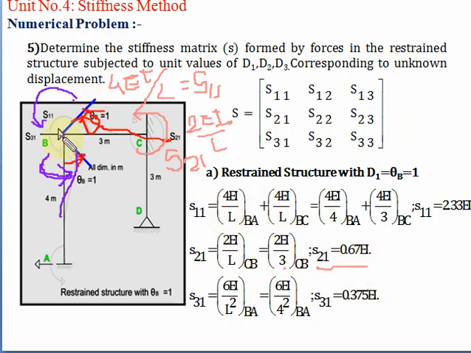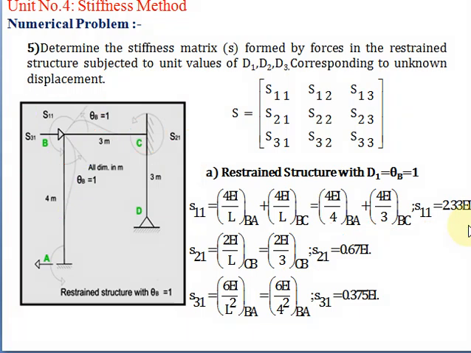So at S11, as two members are connecting, BA and BC, here we have taken the two values of 4EI upon L. The length of member BA is 4, the length of member BC is 2. If we solve this, we'll get this value. Now the third one is what? The sway. Now here we have shown this is the delta.